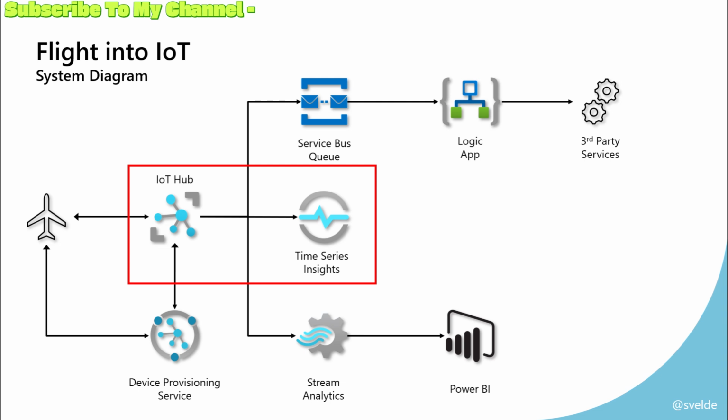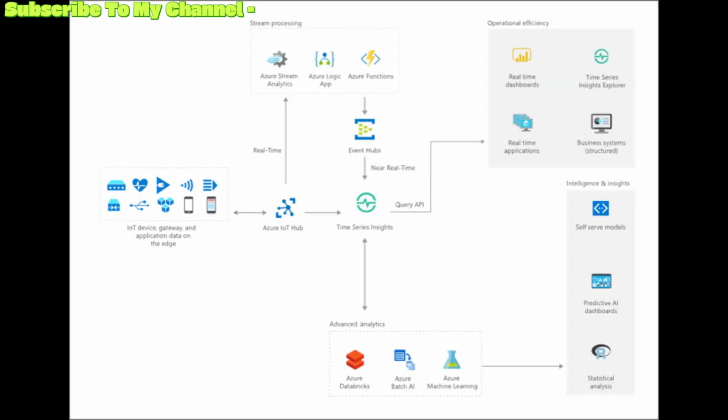Core components. 1. Environment. The top-level container holding event sources, storage, and models. 2. Event source. Connectors like IoT Hub/Event Hub to ingest streaming telemetry. 3. Model. Defines hierarchies, types, and variables for contextualizing data.